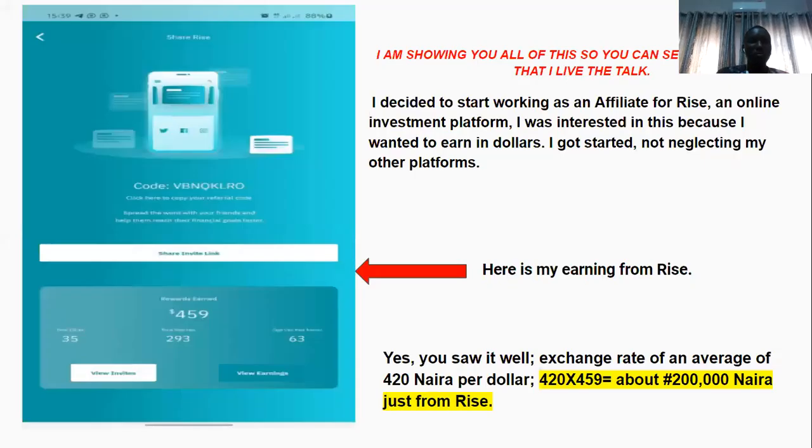So, you know, I told you that I made some money promoting Rise Vest. This is Rise Vest. You can see I made about $459 there at this point. I think I made a total of about $500 there. So I'm showing you some of these screenshots for you to see that, see, there's money in this thing called affiliate marketing. So at this point, the dollar was about 420. So I made about 200K from Rise Vest.